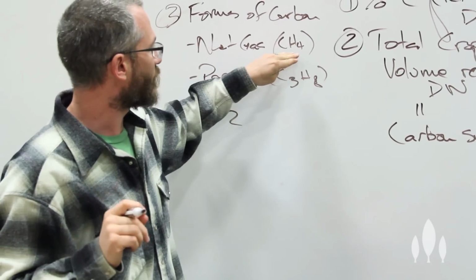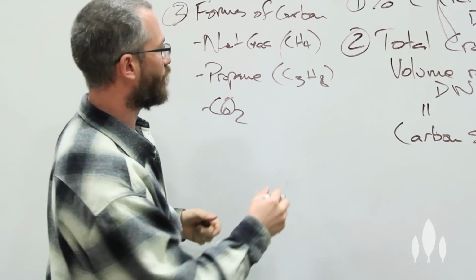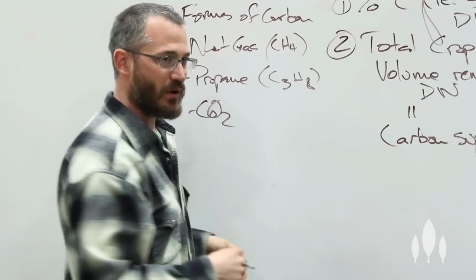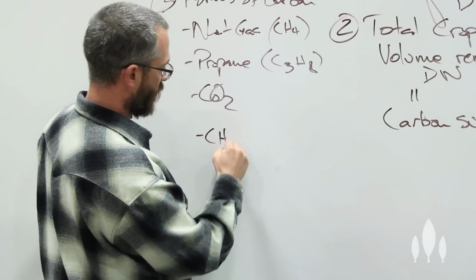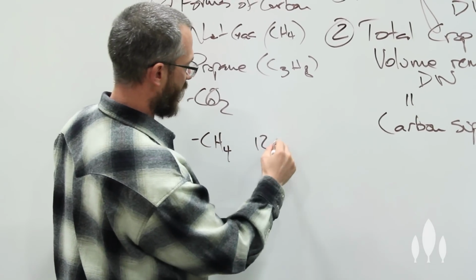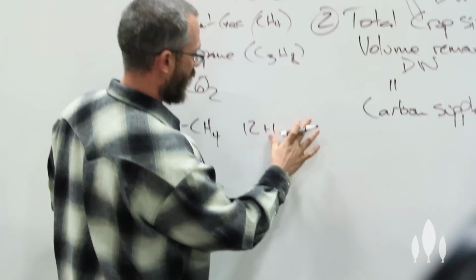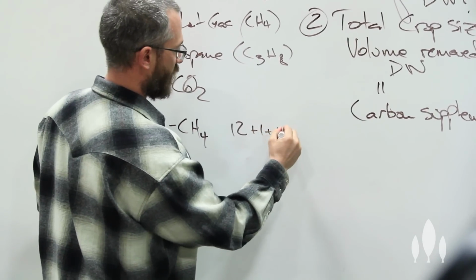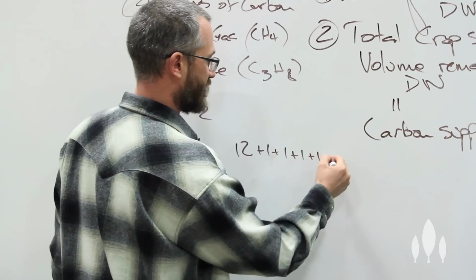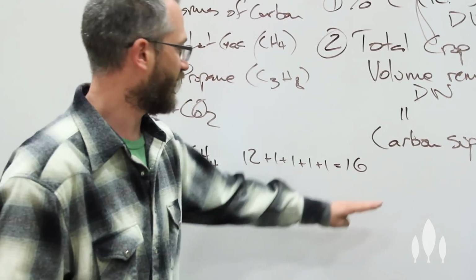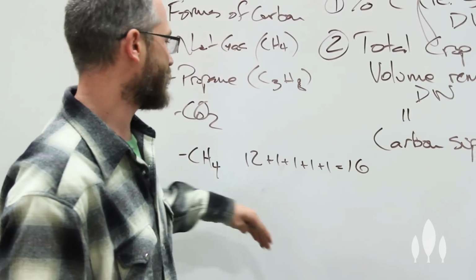the molecular weight of each of these molecules, right? So for CH4, we have carbon, which is around a molecular weight of 12. So CH4 would be 12 plus 1 plus 1 plus 1 plus 1, okay? For a total molecular weight of 16, all right?